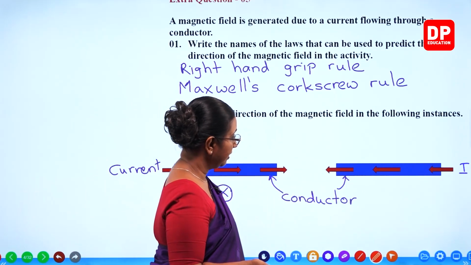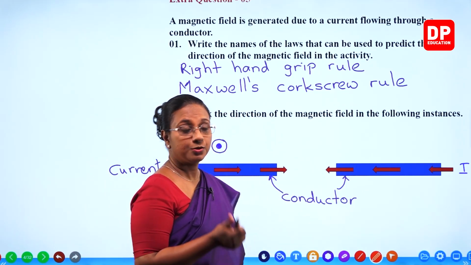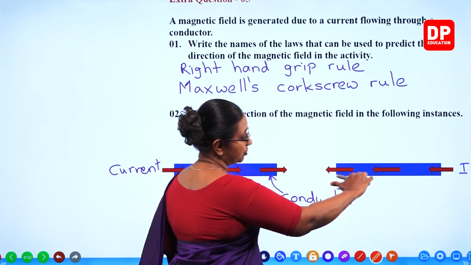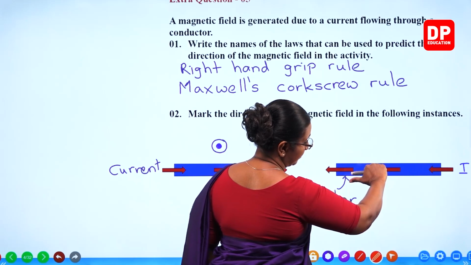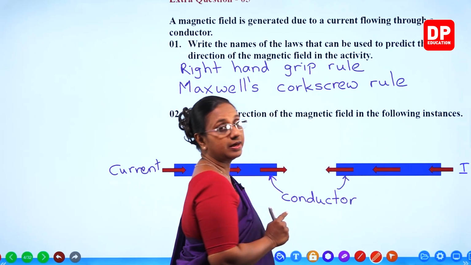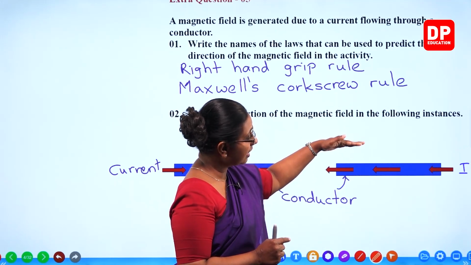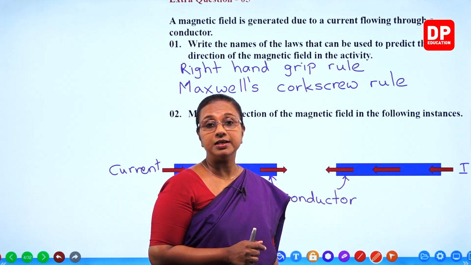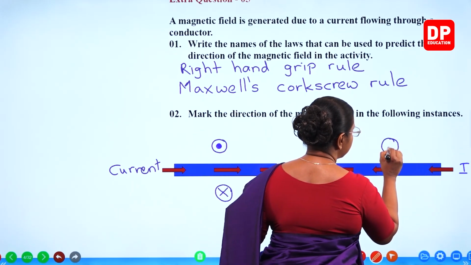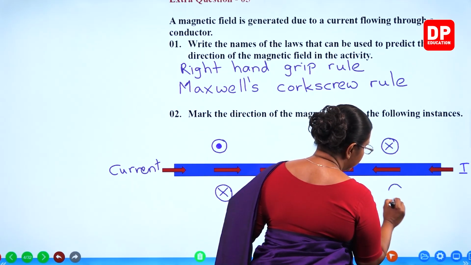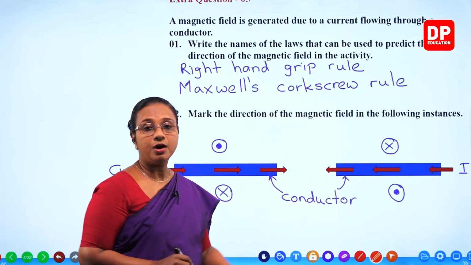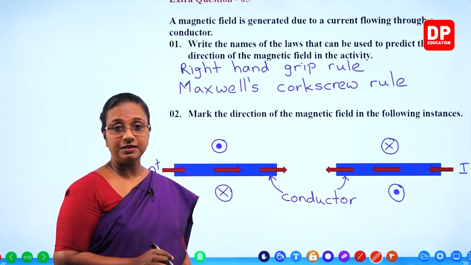The same way, if we look at the second instance, what is the difference? The current is flowing in this direction. So, right hand grip rule has to be this way. So, the magnetic field goes in from above the conductor, comes out below the conductor. So, the symbols have to be circle and cross above, circle and dot below. So, that is how we indicate the magnetic field.